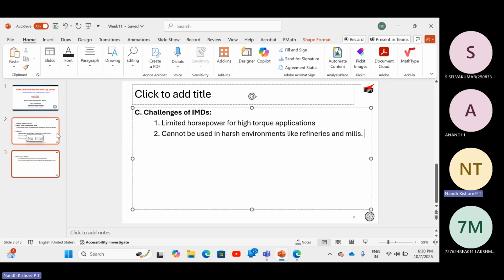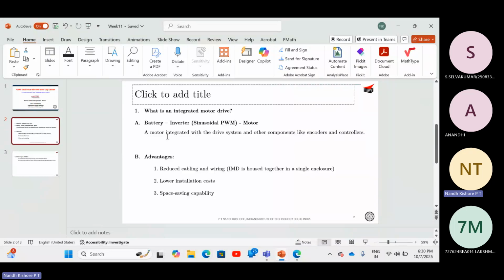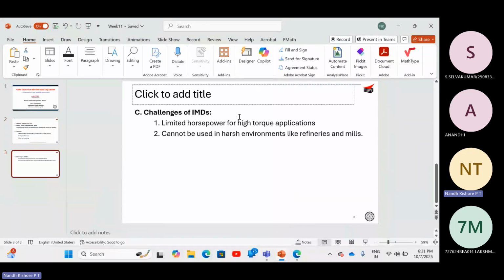Fine. So these are just some general points about IMDs. Okay. That is, we saw the definition, right? And we saw some advantages and we saw a few challenges. Okay. So we'll move on to the next part.